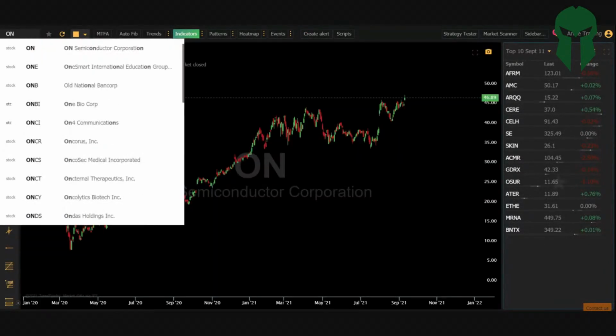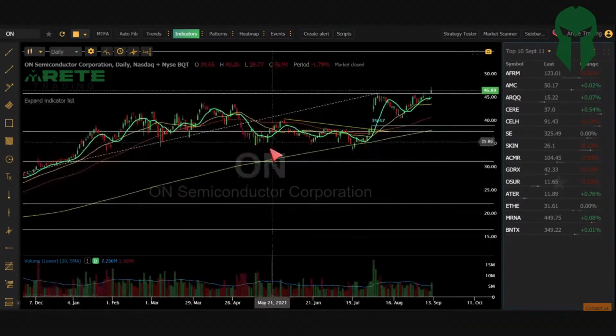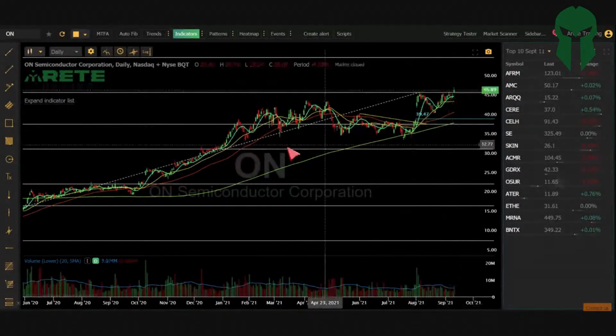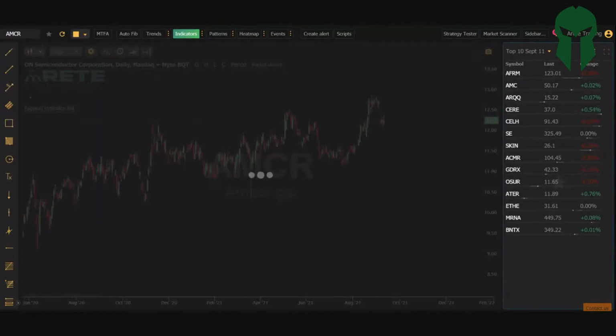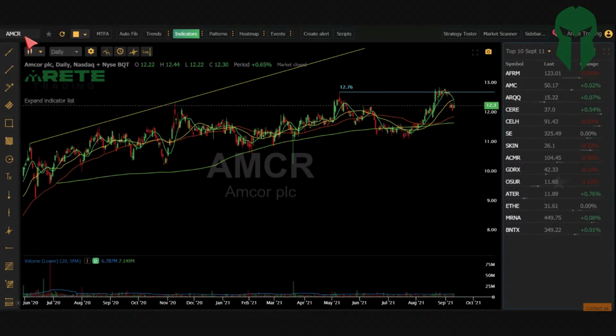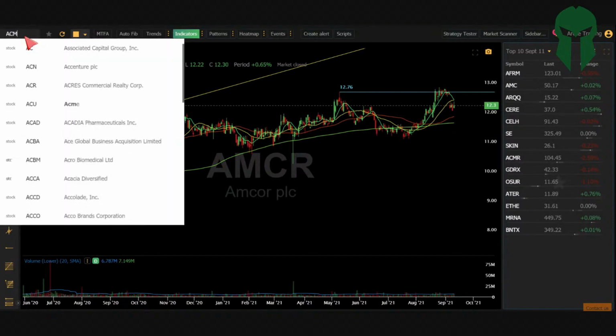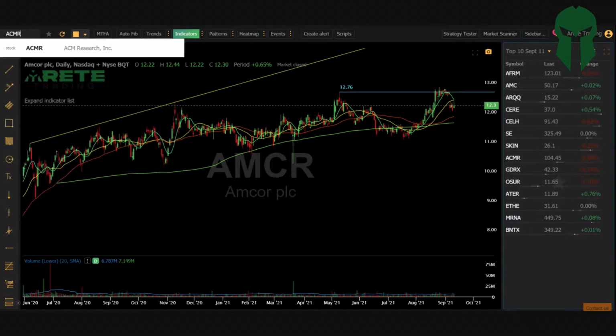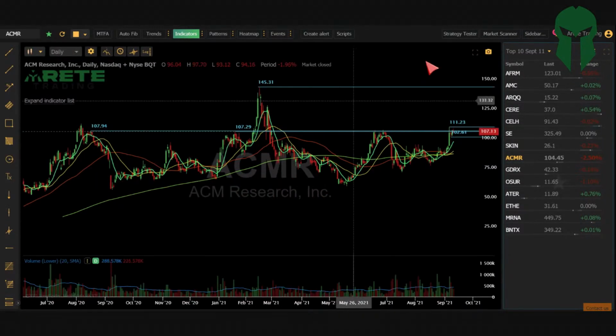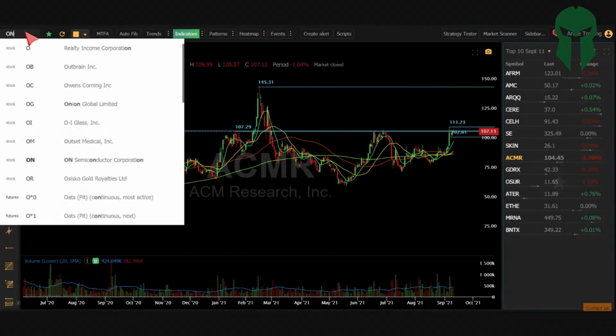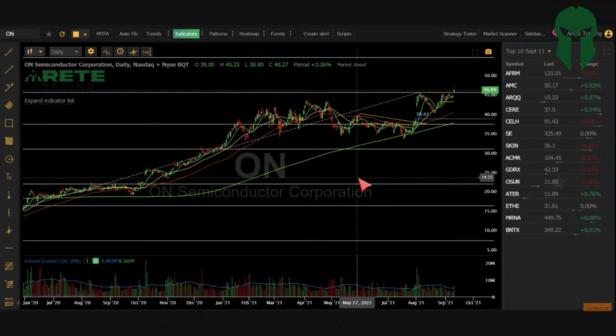On. I mean, these are the kinds of names that are going to work, man. This looks like it's going to work. That was the other one. I think AMKR is also in that space. No, that's not it. What is that symbol? I'm forgetting that symbol. ACMR. Yeah, that's it. So similar stuff. And I think that space is on fire, which is weird because the SOX doesn't look great.